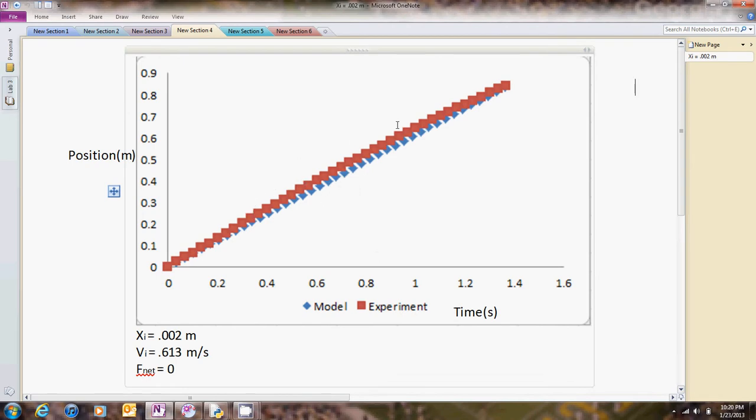The wave in the experiment line is because of the trajectory of the coin as it was rolling along the table. And for the most part, the model follows along pretty closely with the experiment, or with the observation, so the experiment was successful.